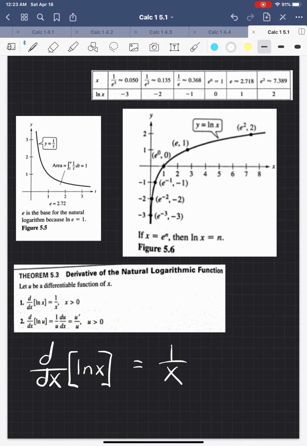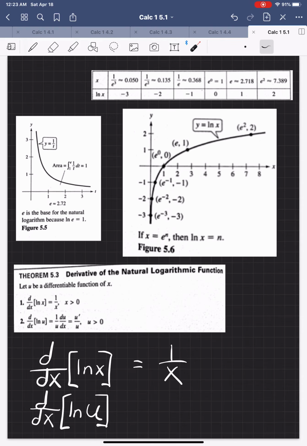Now, the caveat is of course that x must be greater than 0, but that's just because of the domain restrictions of ln. So that is the derivative of ln of x. Now, let's take a look at the second one, because sometimes that confuses students. They say the derivative with respect to x of ln of u, and a lot of students would think, wait a minute, u is a variable, just like x is a variable. So why isn't the derivative of ln of u just 1 over u?